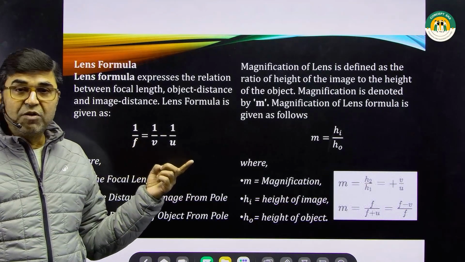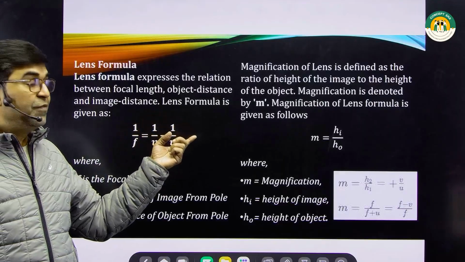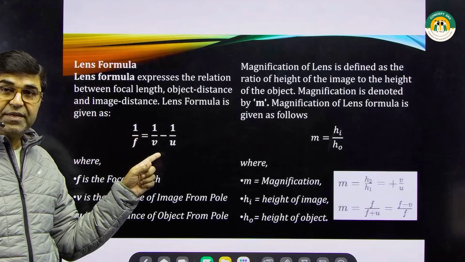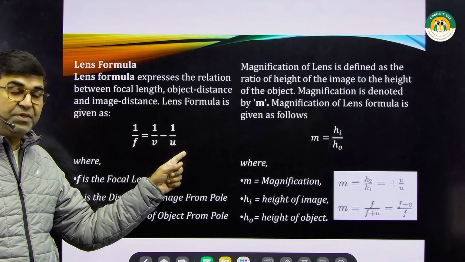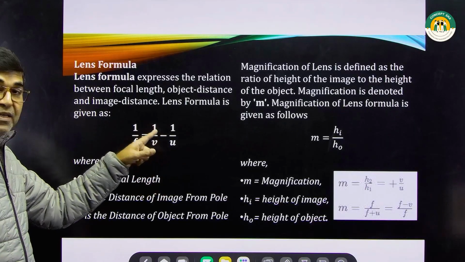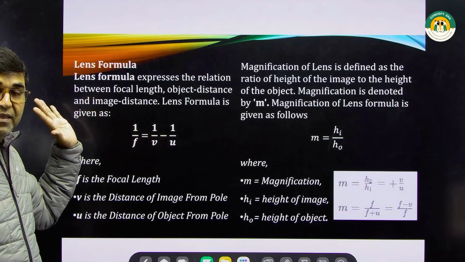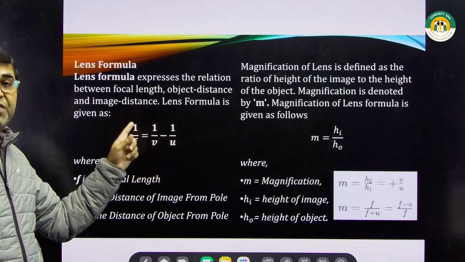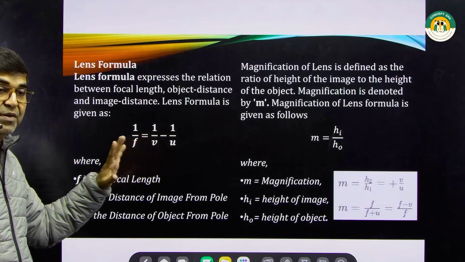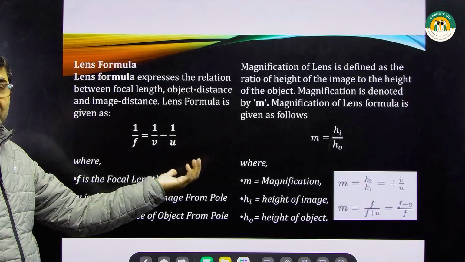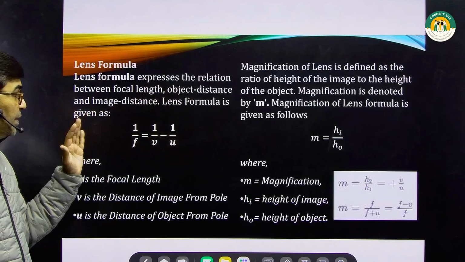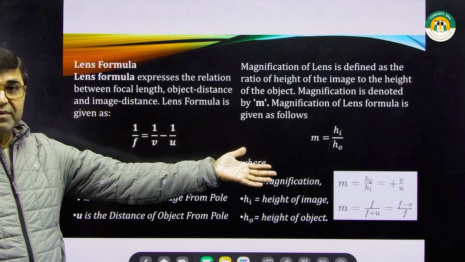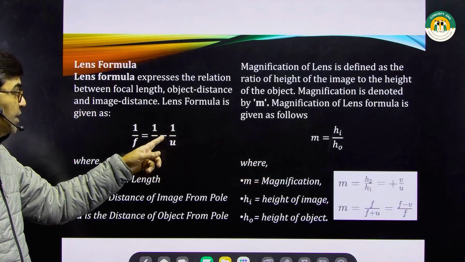To solve the numerical problems, as we had a mirror formula, we also have a lens formula. F is focal length, V is image distance, and U is the object distance. But keep in mind that in the mirror formula it was 1 by V plus 1 by U, but in the lens formula it is 1 by V minus 1 by U. Why? Because in case of mirrors the light got reflected, but in case of lenses the light is being refracted and is changing sides, therefore the sign is changed.